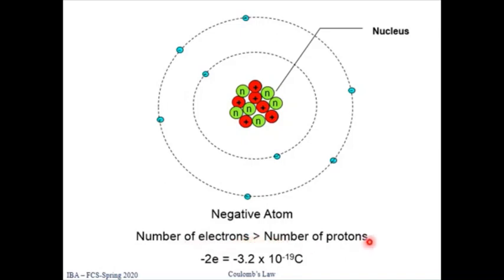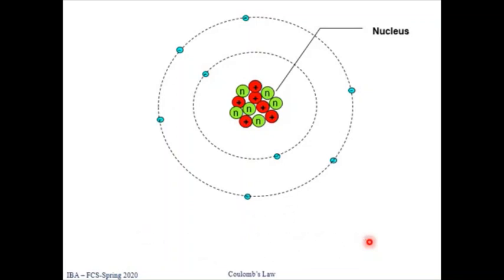And now the third scenario. Let me first remove the added electrons from this atom, and now we have a neutral atom because 6 electrons are revolving around this orbit and 6 protons are available in the nucleus.